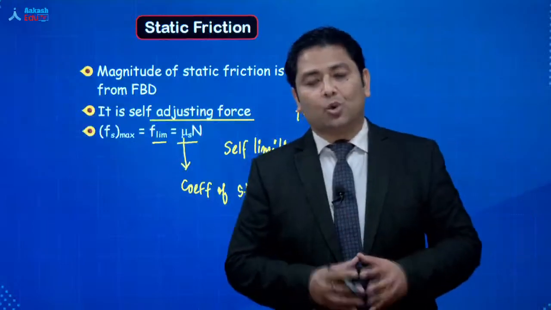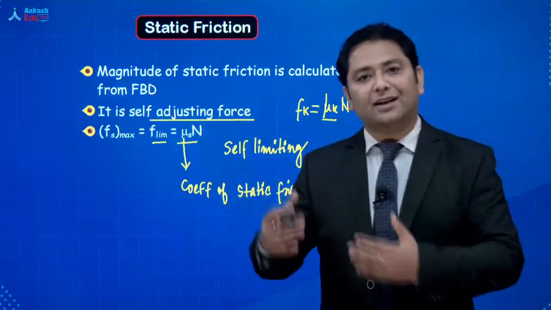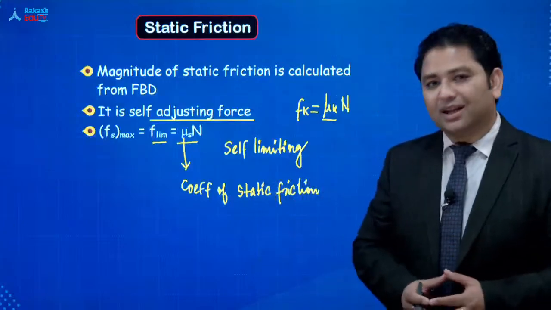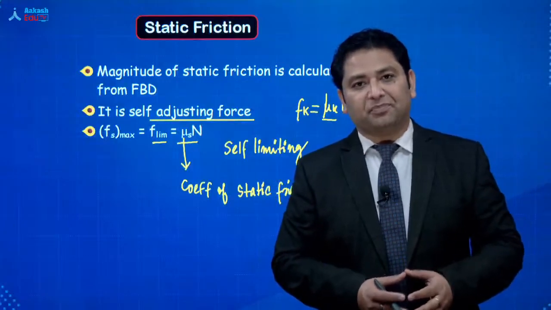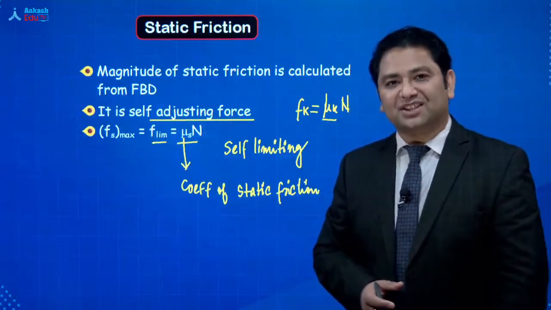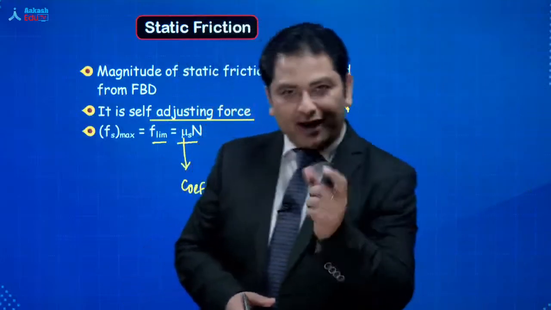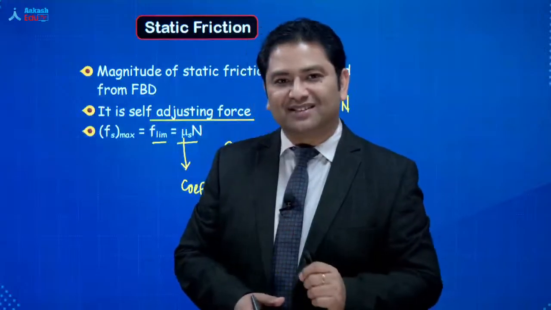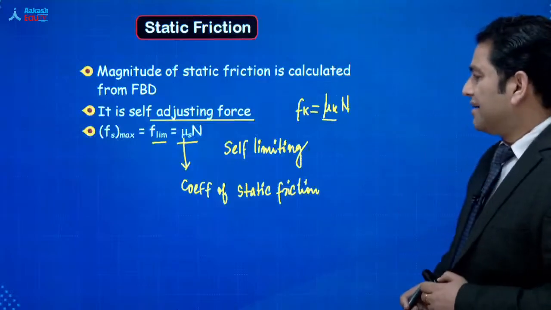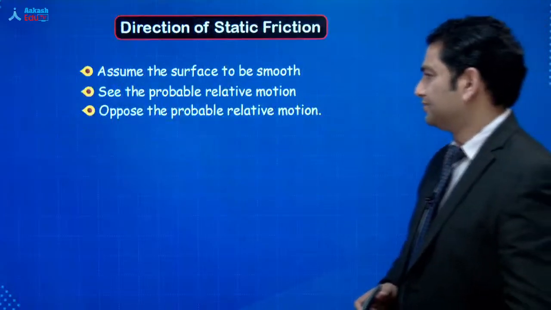Now we saw when static friction acts. We saw what the value of static friction is and how it is calculated. We also saw what the maximum value of static friction is. Now there is the next point. What is the direction of static friction? The direction of static friction is one point where even the best of the students start slipping. So let us understand it once. The direction of static friction. Let's see how it goes.